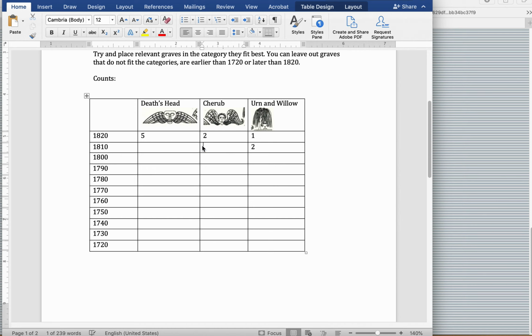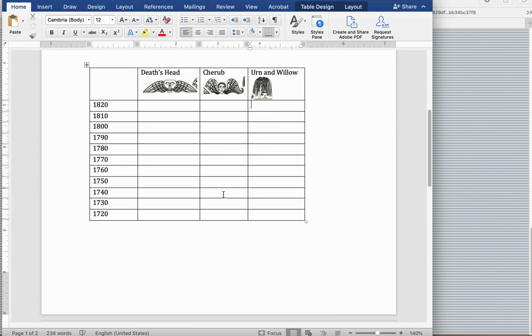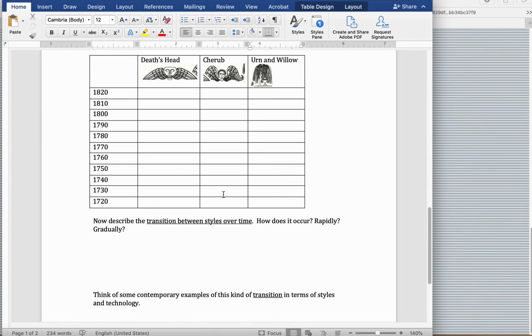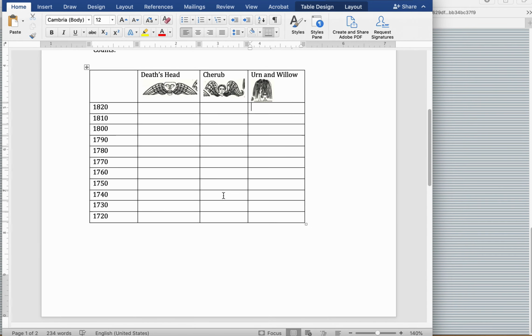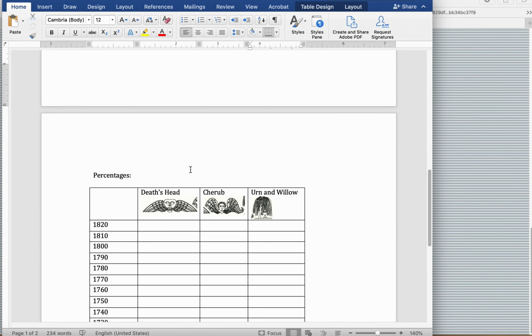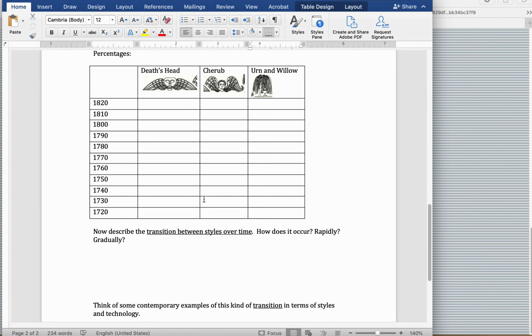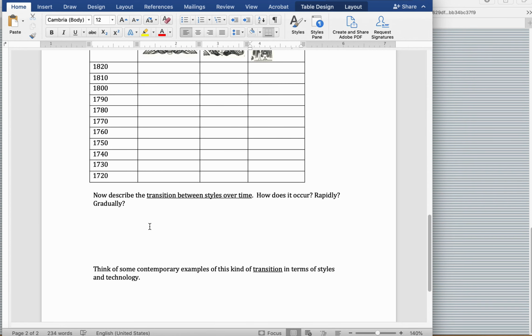So for each decade, the 1820s, 1810s, 1800s, you are going to calculate the percentage of death's heads during that decade, the percentage of cherubs during that decade, and the percentage of urn and willows during that decade. Then you're going to see how things change over time, and try to describe the change over time. The first one is for the tally, the raw numbers, and the second one is for percentages. Then you'll try to describe: was it a very abrupt change? Was it a gradual change? What did it look like?